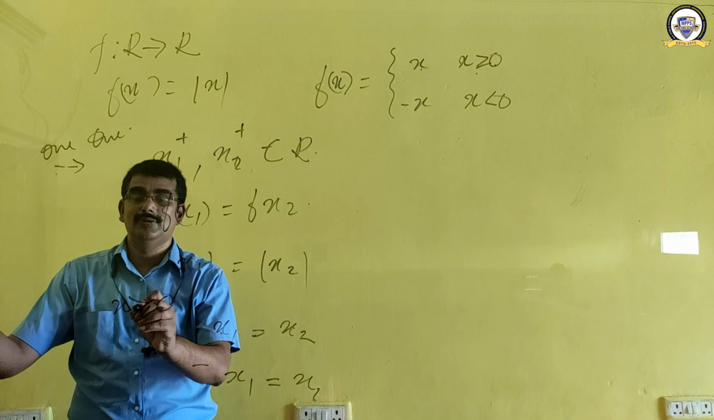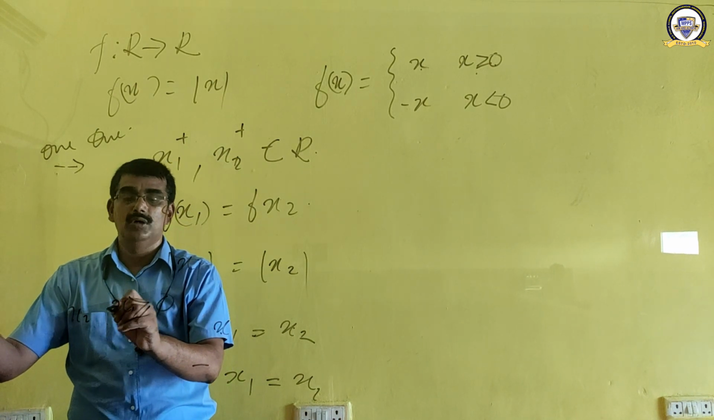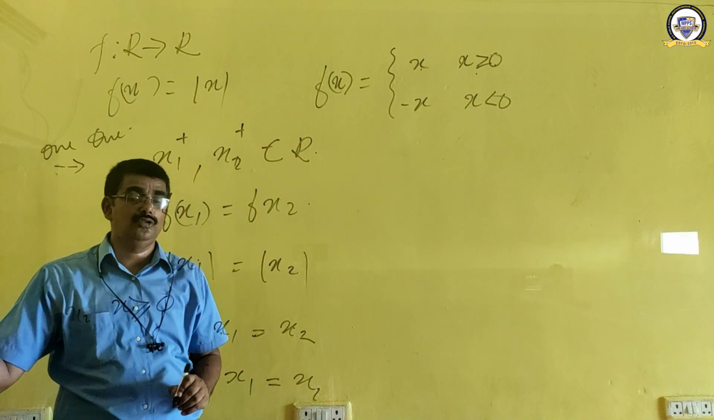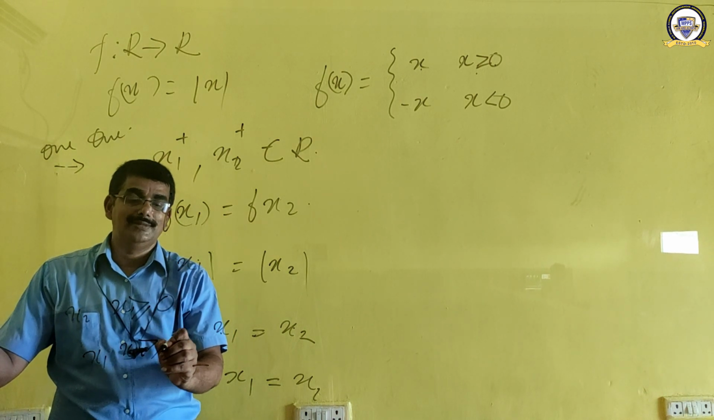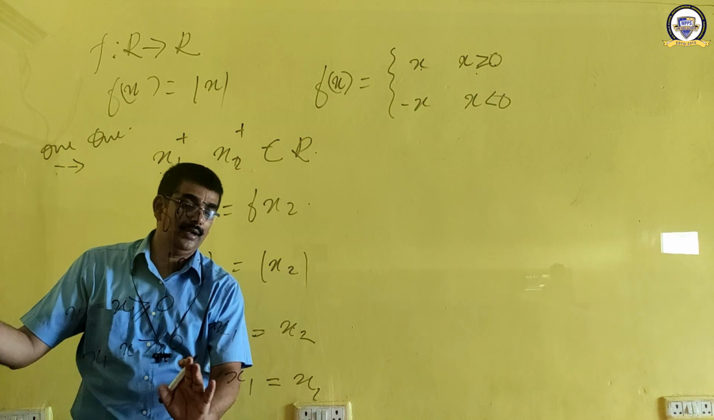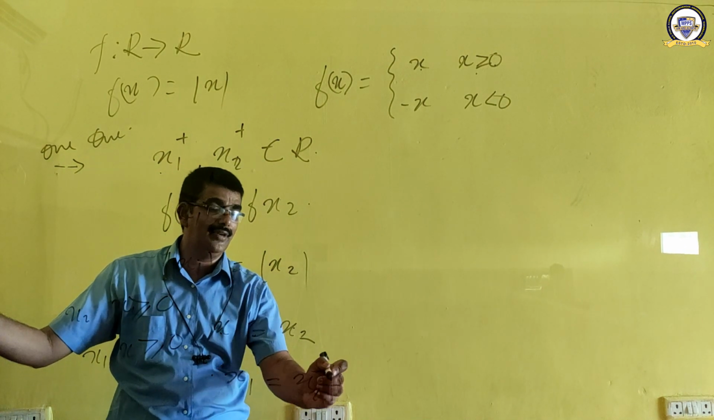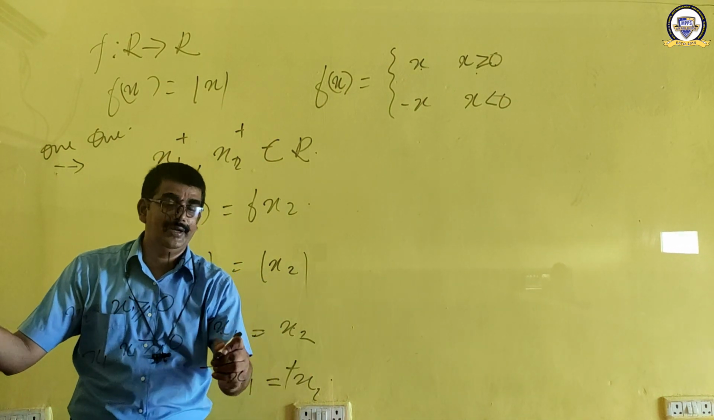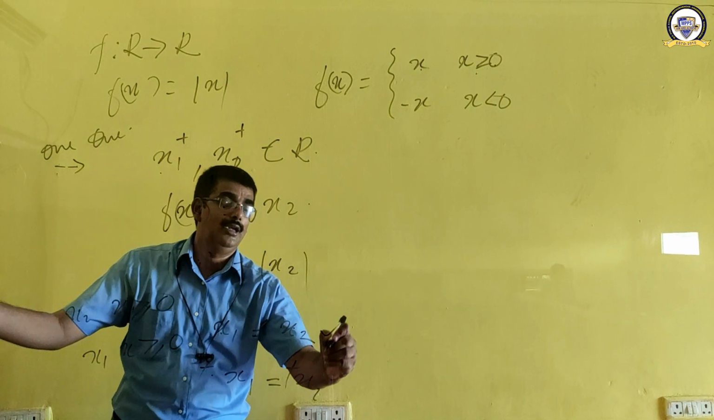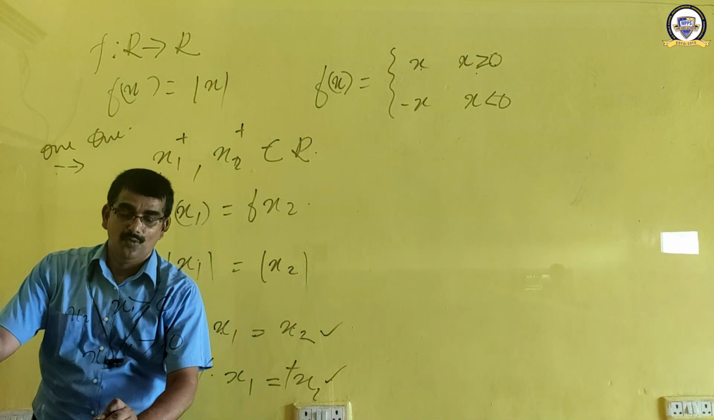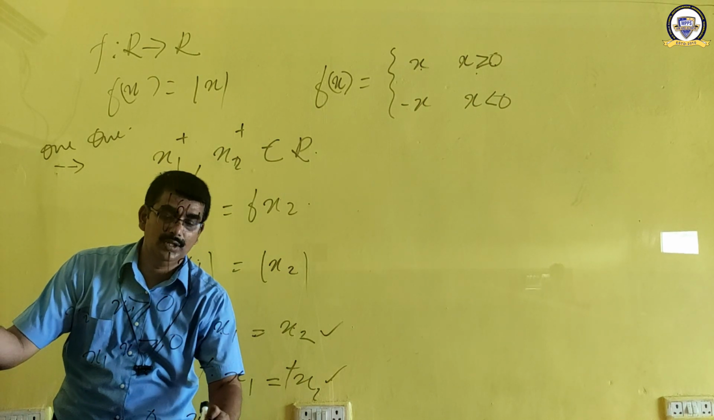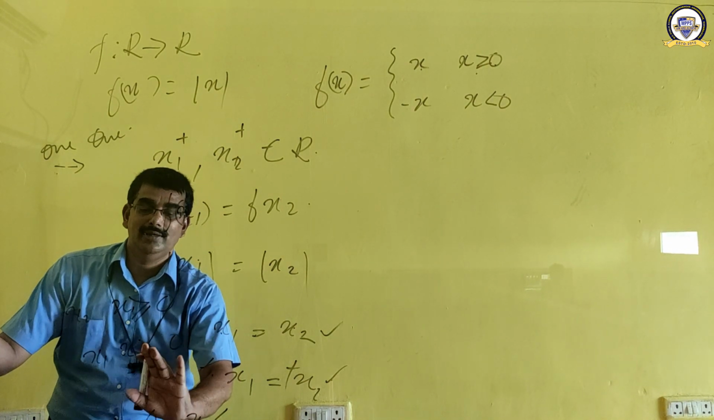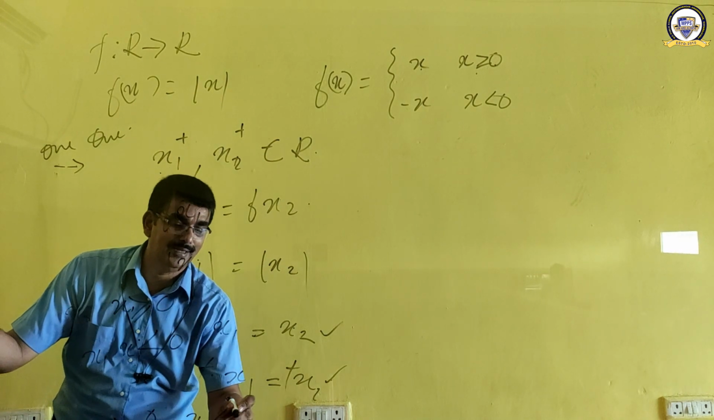X1 and X2, both are greater than or equal to 0, this one. Then X1 and X2, both are less than or equal to 0. Then there also you have to consider the negative X1 and negative X2. Negative and negative cancel, there also you will get the equal. Then third case, X1 is greater than or equal to 0 and X2 is less than 0. That is the third case.